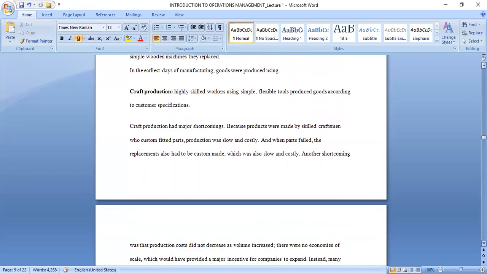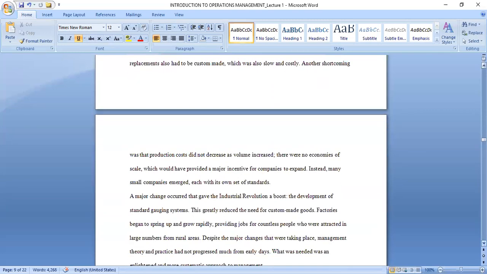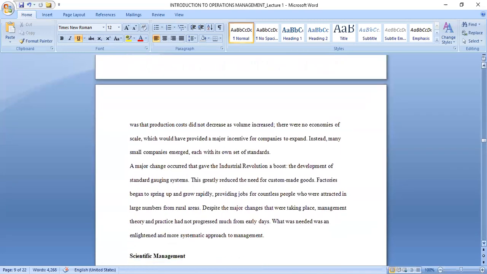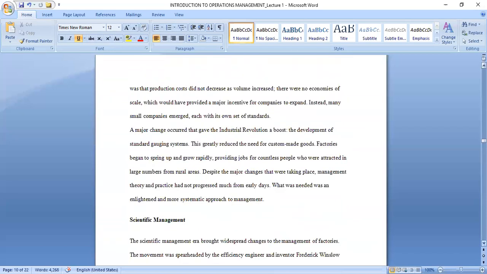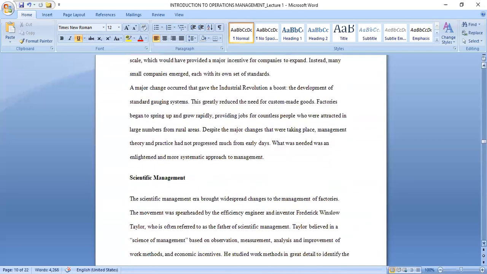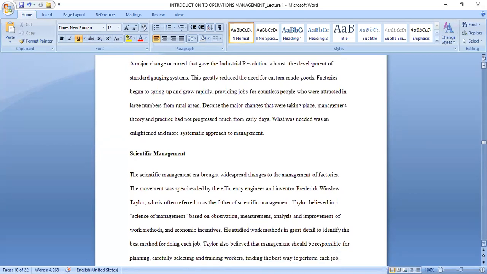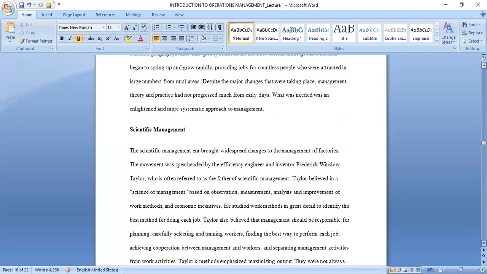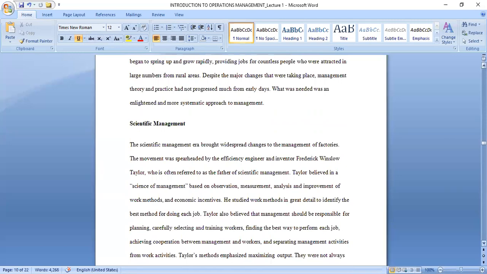So after that, that's when we saw the Industrial Revolution coming in the 1700s, and it began in Britain, spread to the rest of Europe, and then to the United States, and it saw the introduction of machines like the steam engine. So remember we began with craft production, then we went to the Industrial Revolution. And then after the Industrial Revolution, we had another era of scientific management.